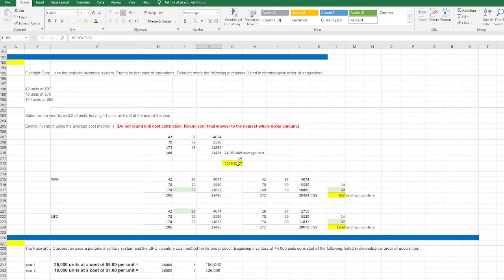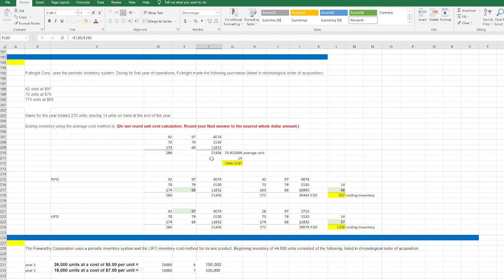All right, the Fulbright company uses the periodic inventory system for its first year of operations. What I did is because there are several iterations of this particular problem. So this is an inventory problem. Here we bought 42 units at $97, we bought 70 units at $79, we bought 174 units at $68. So sales for the year total 270 units, leaving 14 units available, right? So the first one wants to know the ending inventory using the average cost method.